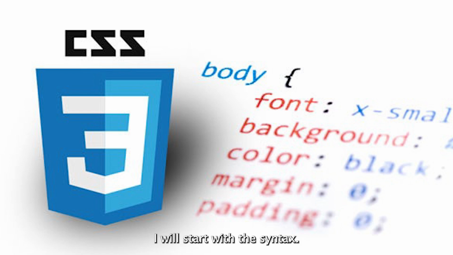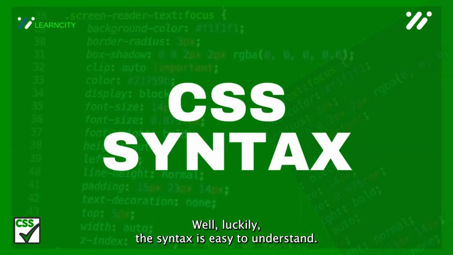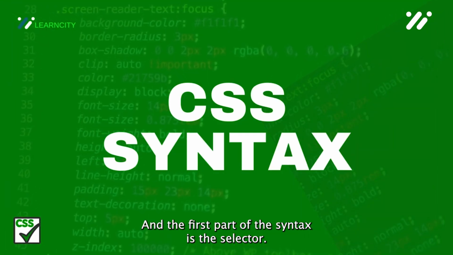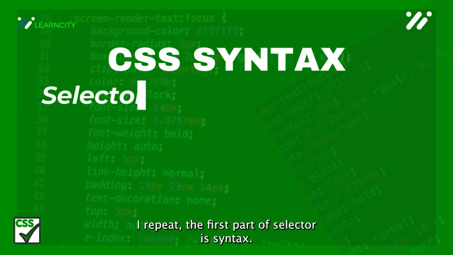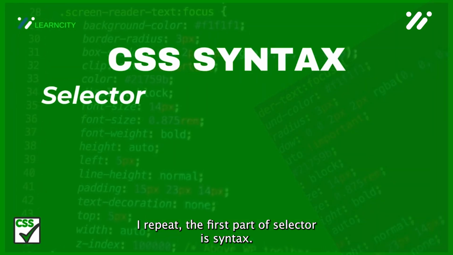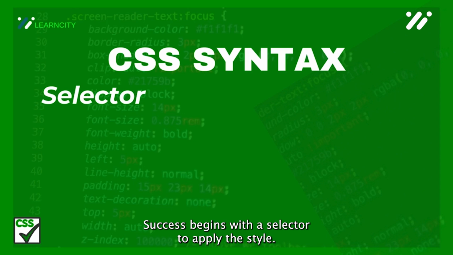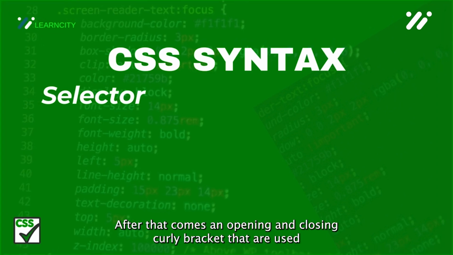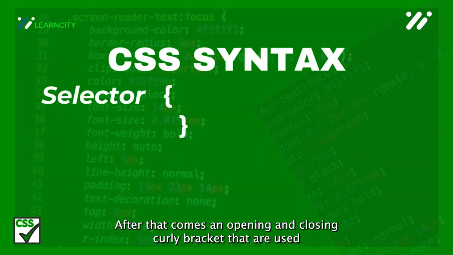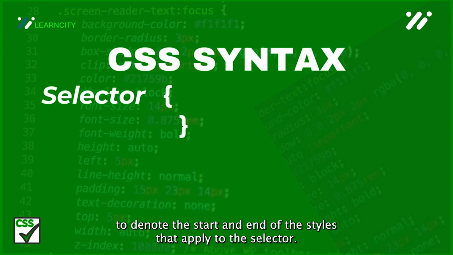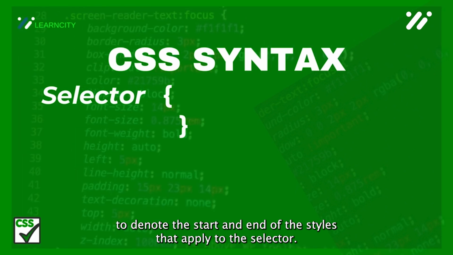I will start with the syntax. Luckily, the syntax is easy to understand, and the first part of the syntax is the selector. I repeat, the first part of the syntax is the selector. CSS begins with a selector to apply the style. After that comes an opening and closing curly bracket that are used to denote the start and end of the styles that apply to the selector.